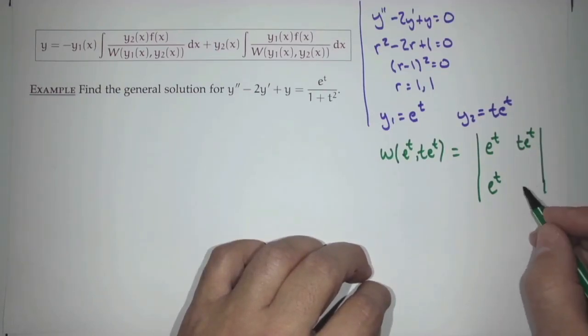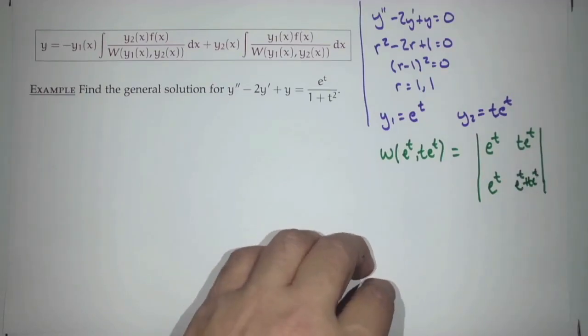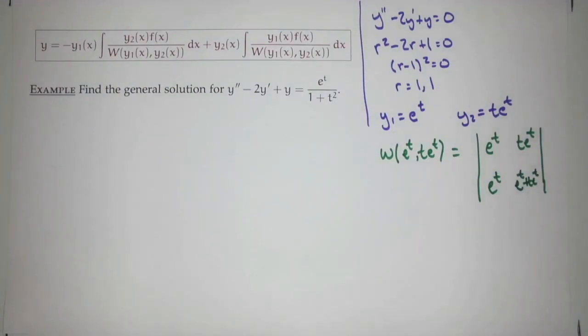So we could do a couple things. If we want, we could write it like e to the t plus t e to the t. We could factor out e to the t if we wanted to. It's just how we feel.